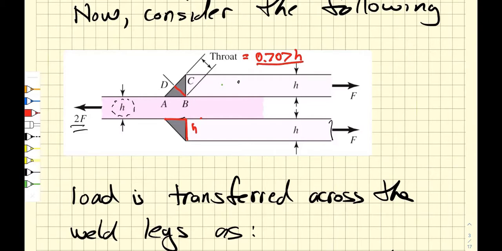weld leg size H. This is a simple example, where we have a load 2F applied to a plate where I have slapped a top plate and a bottom plate onto this central plate, and I've used fillet welds to hold it all together.